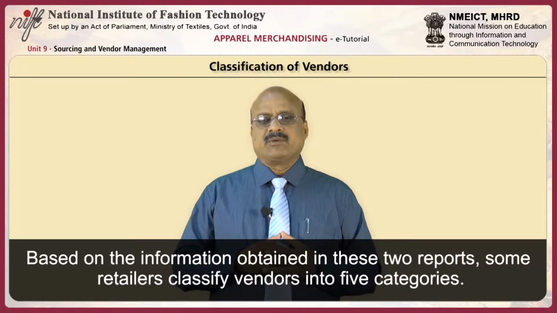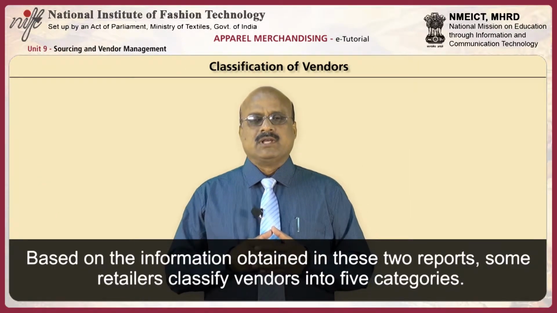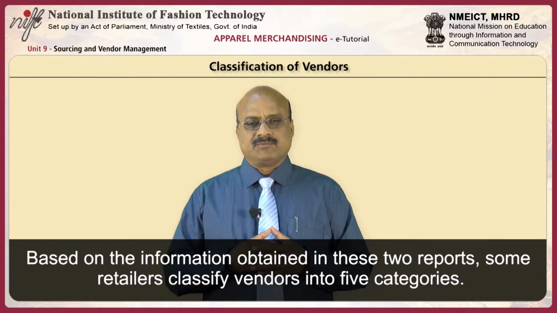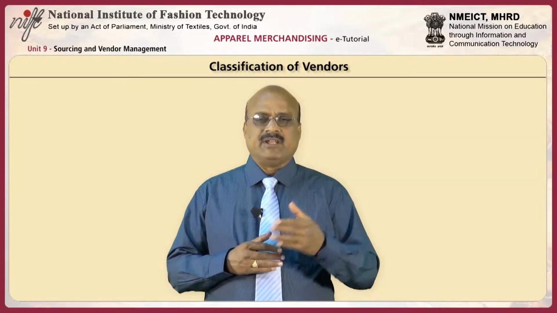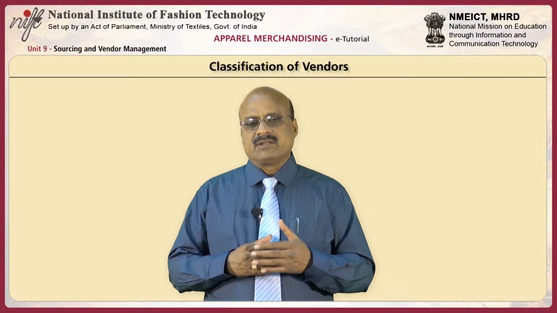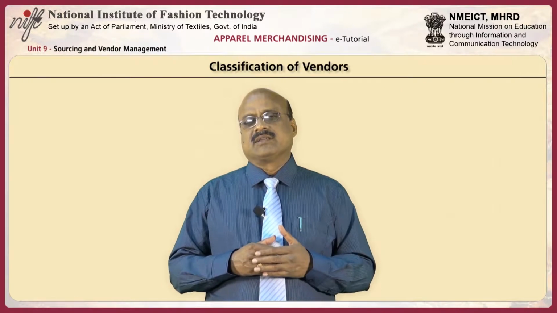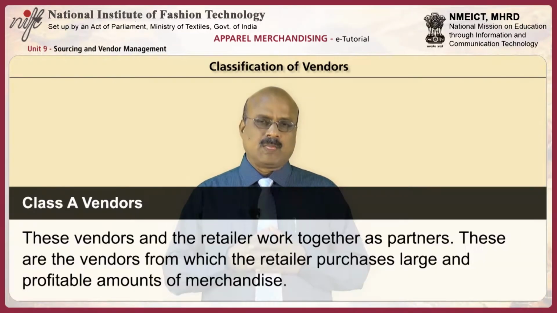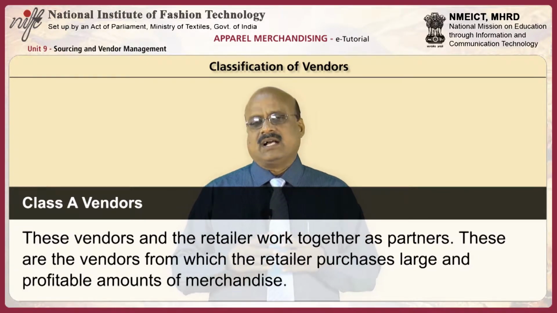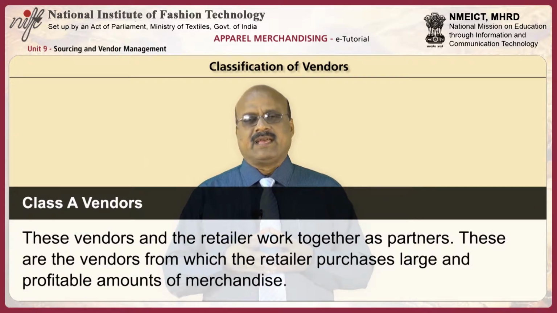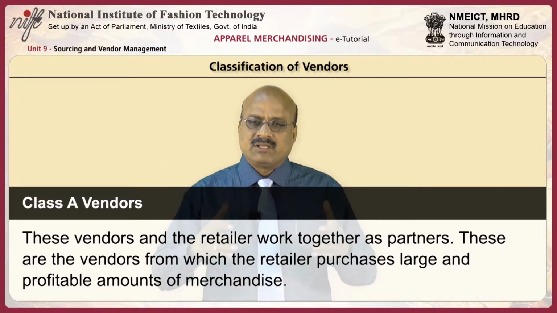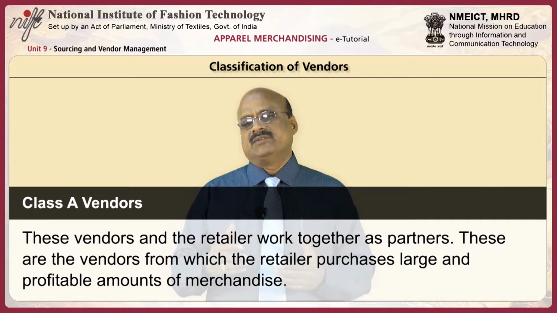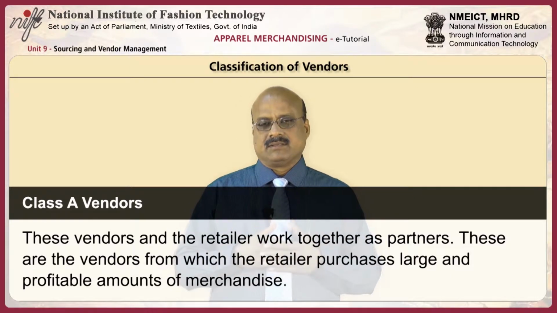Based on the information obtained in these two reports, some retailers classify vendors into 5 categories: Class A vendors, Class B vendors, Class C vendors, Class D vendors, and Class E vendors. Class A vendors and the retailer work together as partners. These are the vendors from which the retailer purchases large and profitable amounts of merchandise.